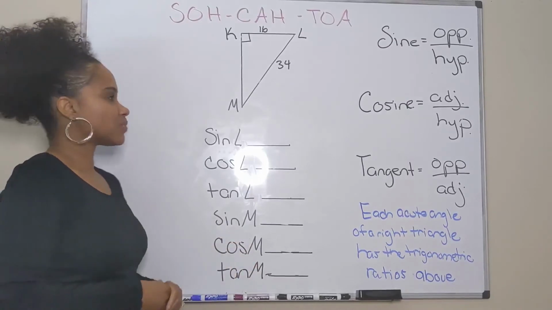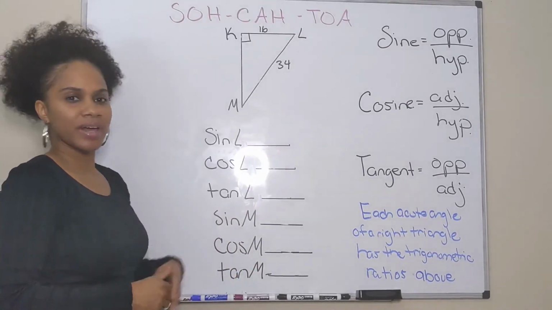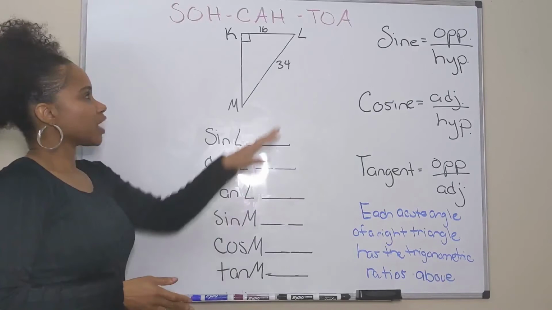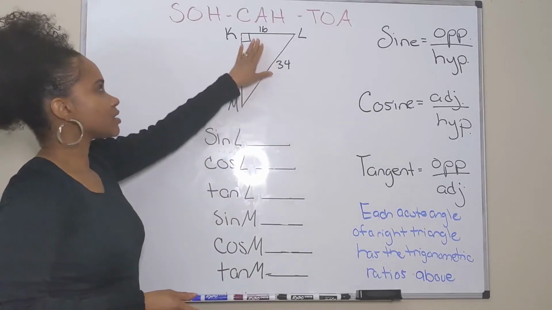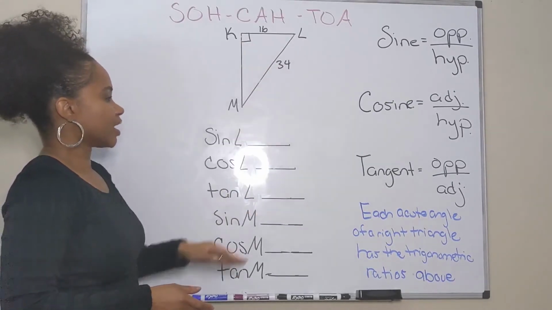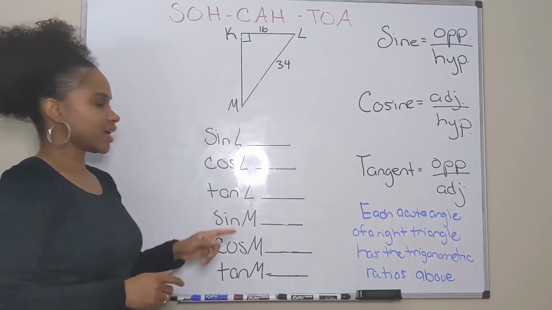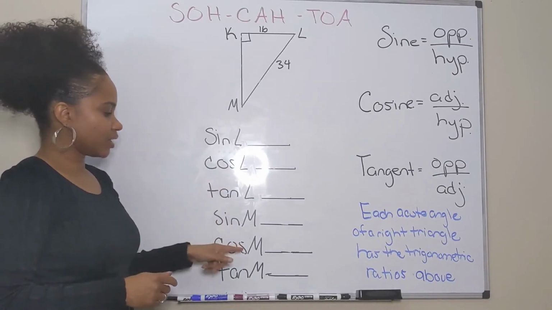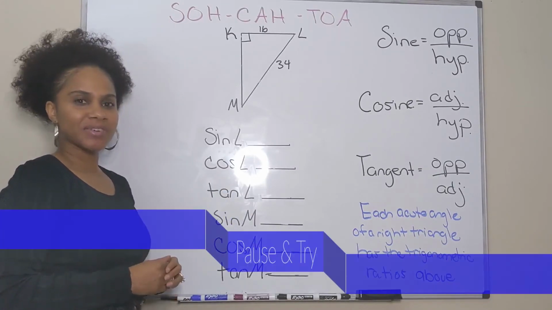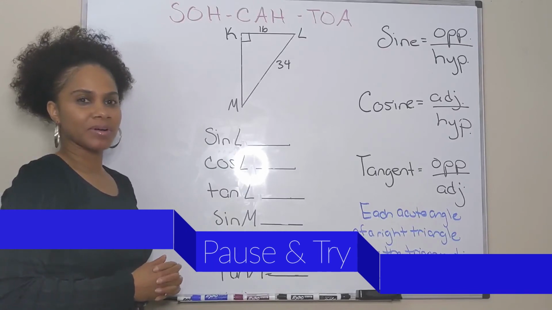Okay, for our last problem, I would like for you to try this problem on your own. You have a right triangle here with side lengths of 16 and 34, and you want to find the sine, cosine, and tangent of angles L and M. So go ahead and pause the video and try this problem on your own.